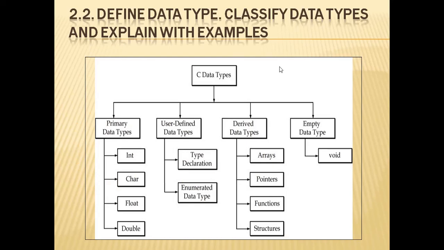Here the data types are classified into four types: primary data type, user-defined data type, derived data type, and empty data type. The primary data types are four types: integer, character, float, double. User-defined data types are two types: type declaration and enumerated data types. The derived data types are arrays, pointers, functions, and structures. And empty data type is classified as void. Void is also a data type. So all these are the classification of data types.